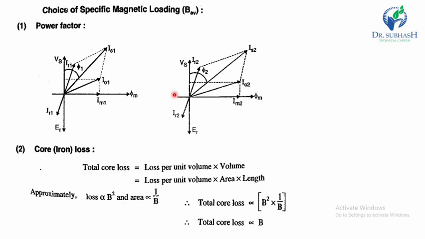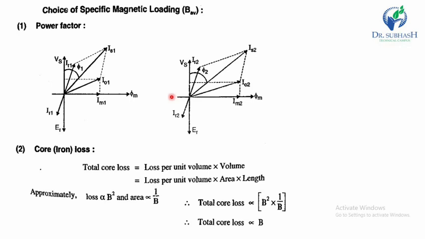Now the second one is core losses, or iron losses. Core losses consist of two losses: hysteresis losses and eddy current losses. These losses are directly proportional to the flux density. It can be said that core losses in any part of the magnetic circuit of a machine are directly proportional to flux density.